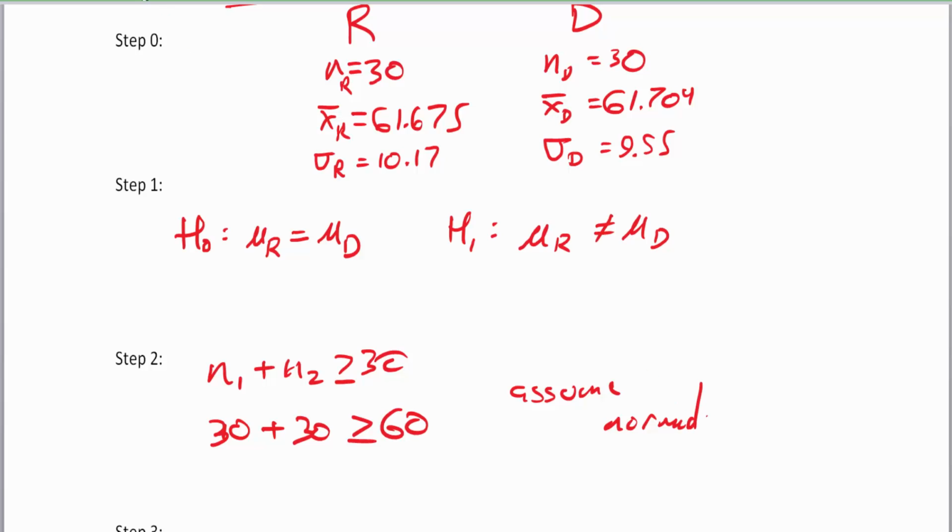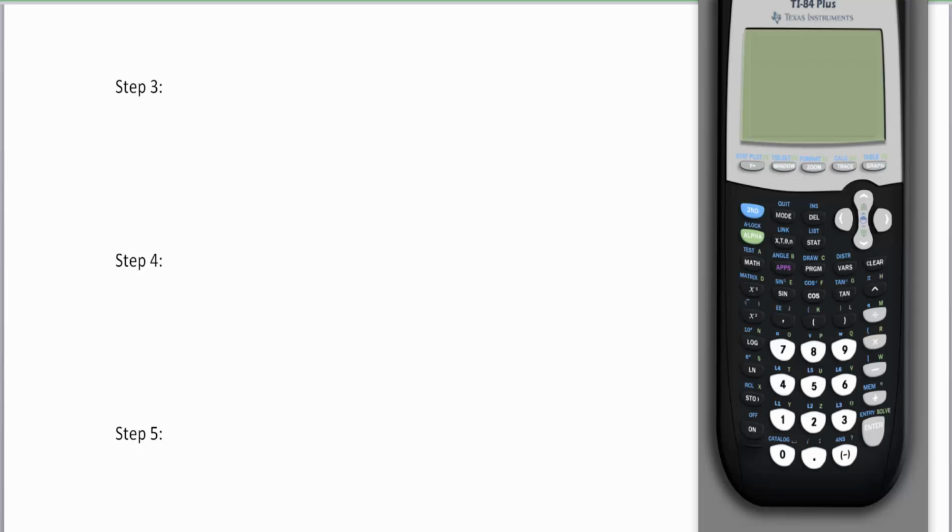Well, spelled that one terribly. Got a little ahead of myself. Assume normality. Okay, so we're moving on to steps 3, 4, and 5 with the calculator step. And I promised you a little bit of a weird situation here, so let's actually take a look at this. Let's go to stat, move over to tests, move to sample z test.